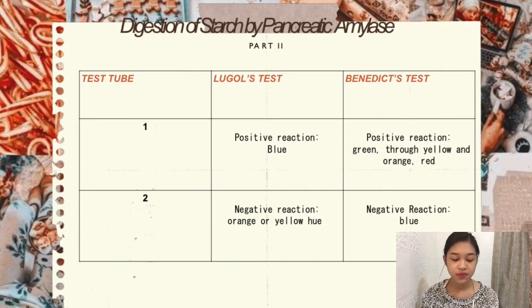The first and the second test tube for the Lugol's test will show color blue due to the amylose for its positive reaction and orange for the negative reaction respectively. For Benedict's test, its positive reaction may vary since the presence of sugar is indicated by the development of a precipitate which may range in color, indicating the increase of amount of sugar from green through yellow and orange to red, and no change in color, or blue, for its negative reaction.